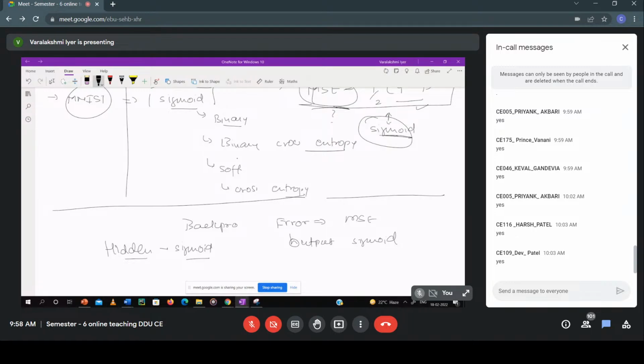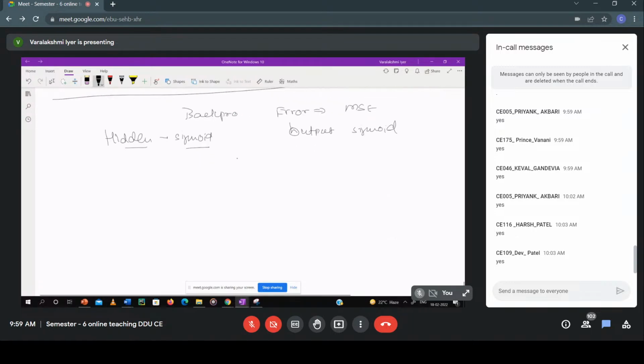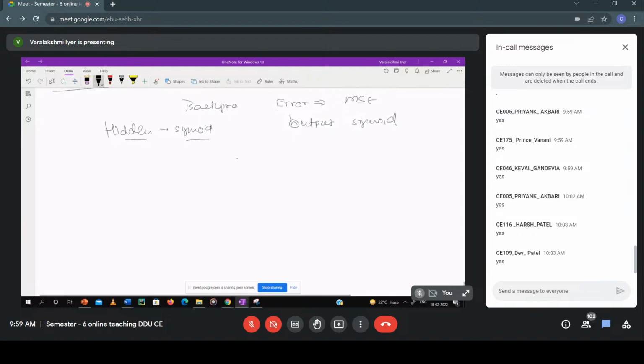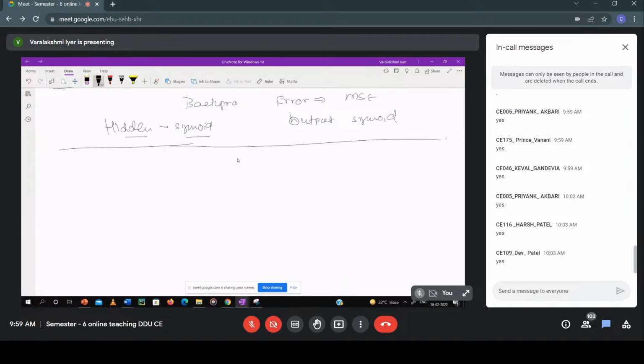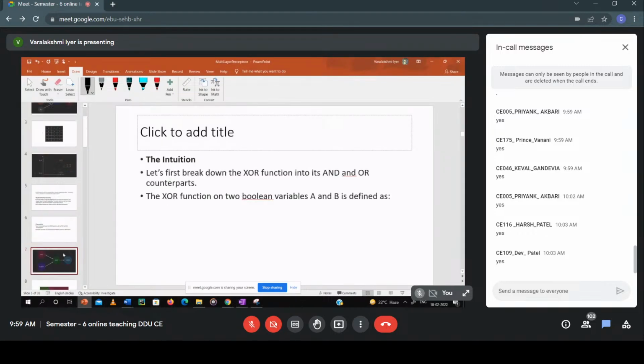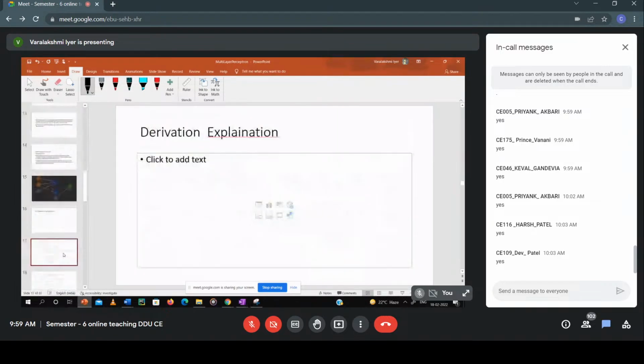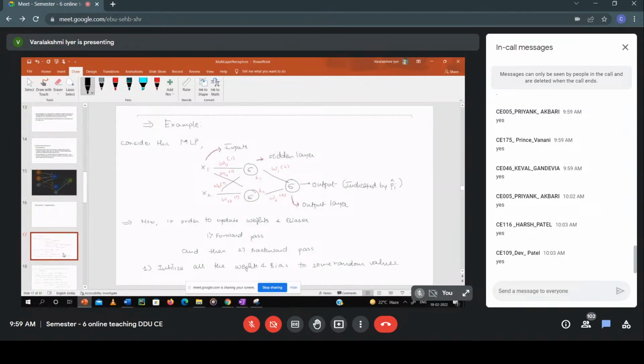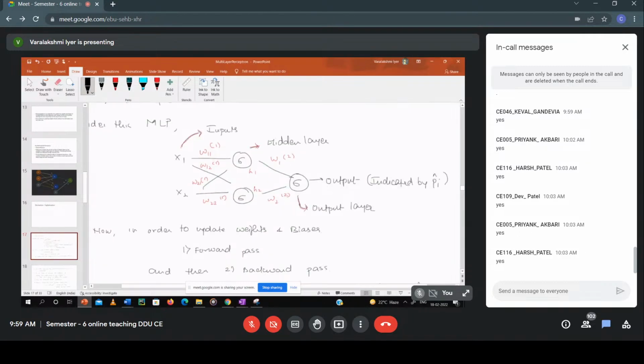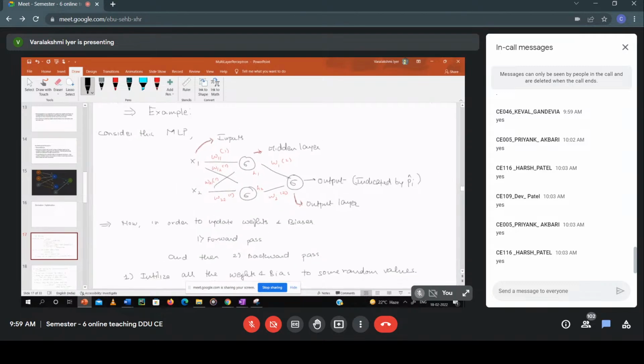Okay, so let us proceed with the derivation part now. Okay, let me go through the slides. Is the slide visible to everyone? Okay. Just take an example. Let us take an example.